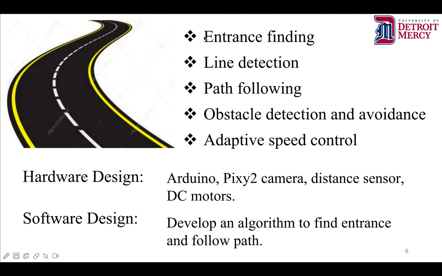The first thing you need to do is entrance finding. You have to find the entrance of this road. The second is line detection, which means you have to detect the line in two modes. The first mode is color, the second mode is vector. The third part is path following. You have to let the robot follow this path. Then there is obstacle detection and avoidance, and the final thing is adaptive speed control.